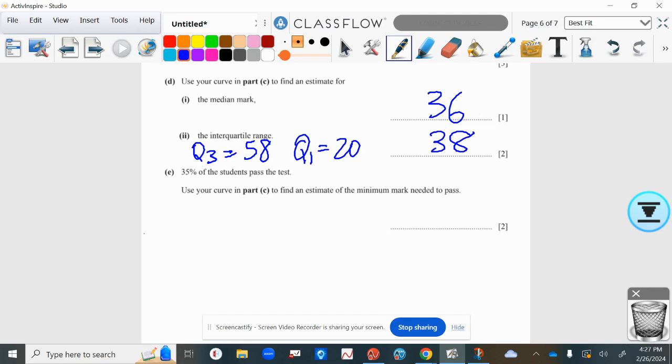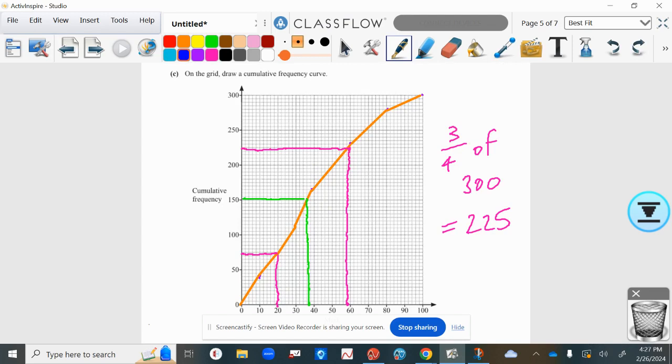Then, for the last part, 35% of the students passed the test. Use the curve in part C to find an estimate of the minimum mark needed to pass. Only 35% pass. So that means we're looking at 35% of 300, which is 105. So that means it's going to be on the top end, 105. So it's going to be here.